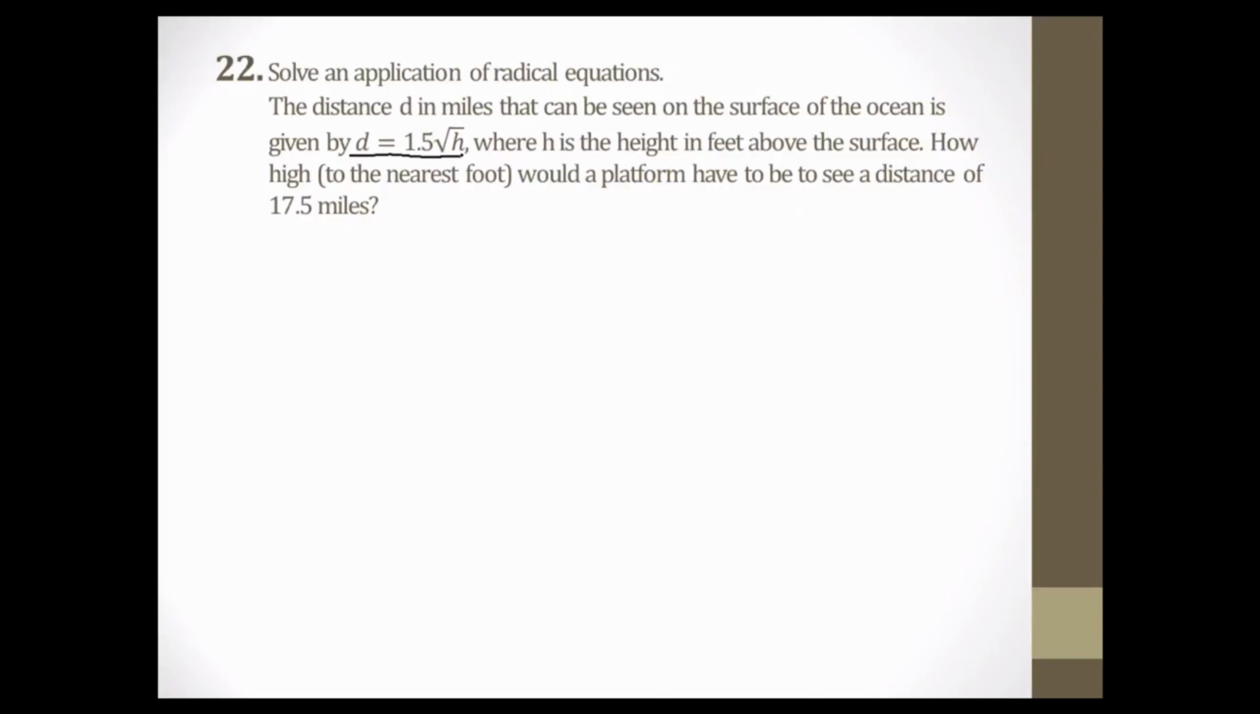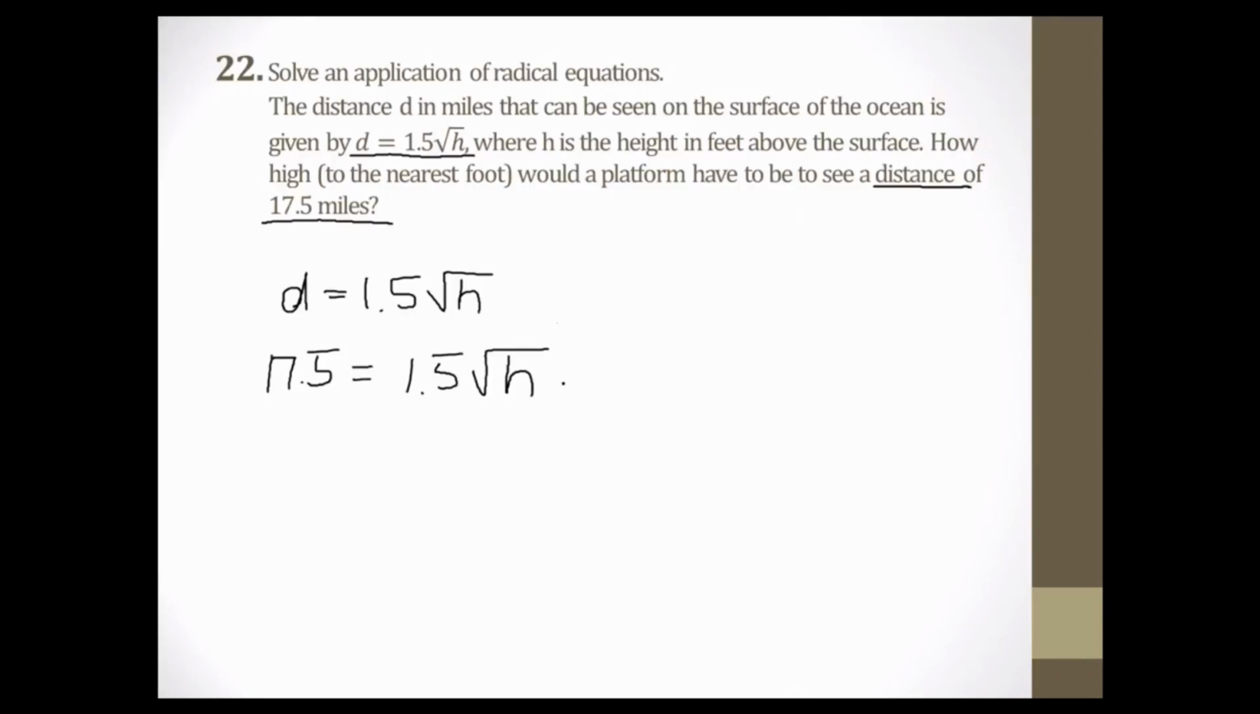So we are given an equation which is d equals 1.5 and then the square root of h. And what else are we given? We are given the distance of 17.5 miles. So which letter represents the distance? That would be our d, which means we're going to plug in 17.5 for d, and that is equal to 1.5 square root of h, because we want to know how high that platform has to be.